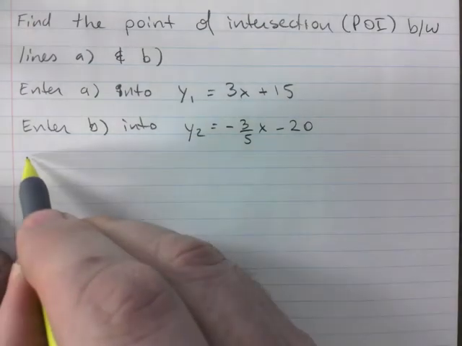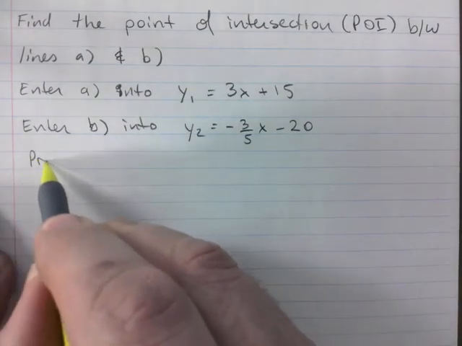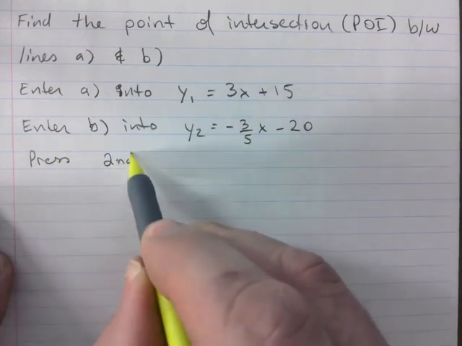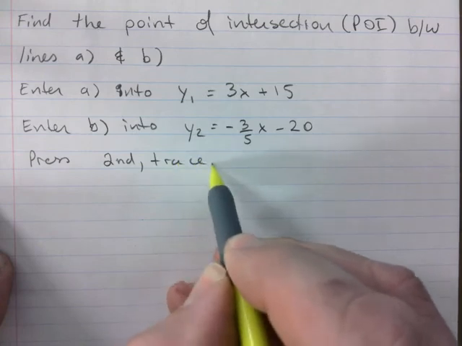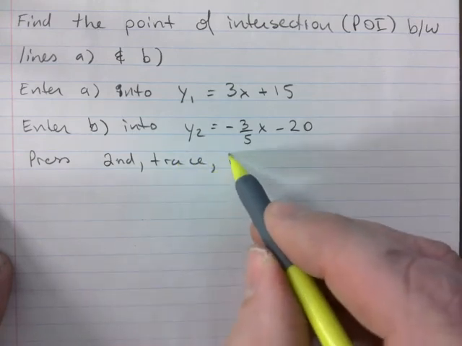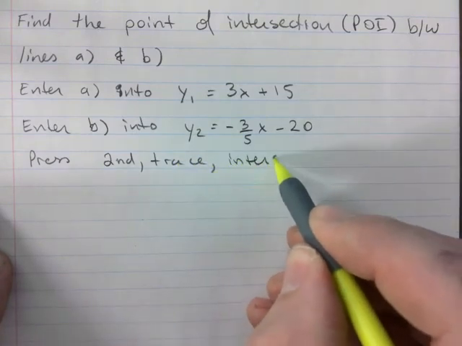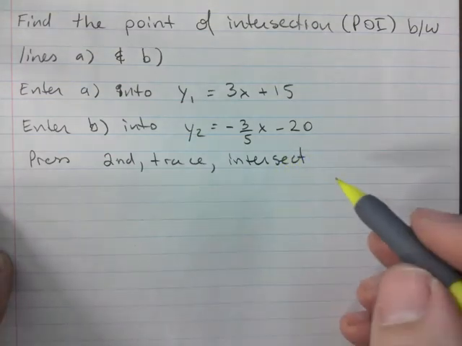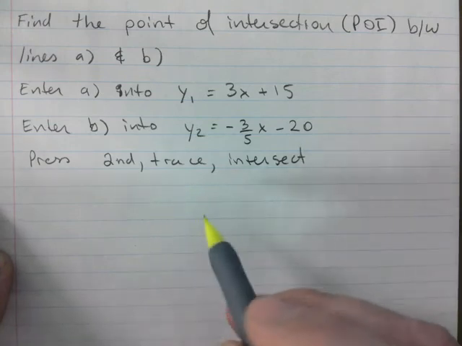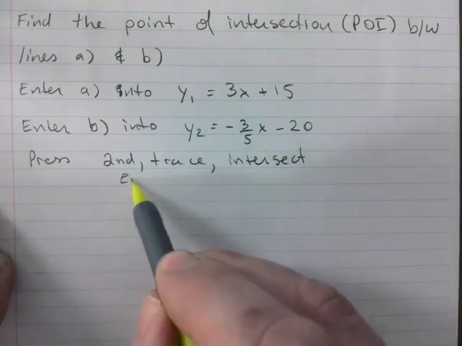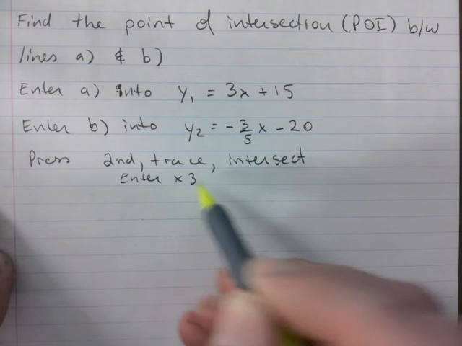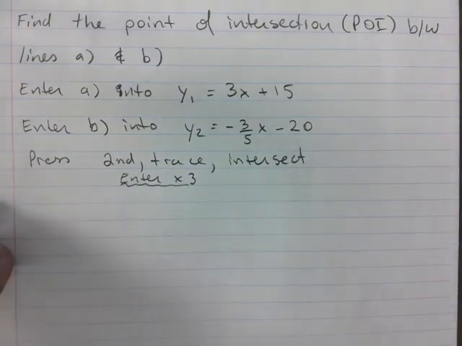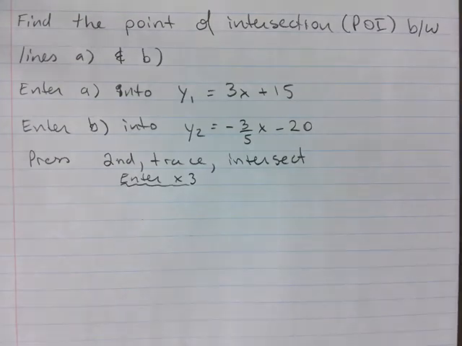Then we're going to press second, trace, intersect. You're going to find the intersection. And then it's enter times 3, right? I'm going to tell you that's basically always going to be the case.